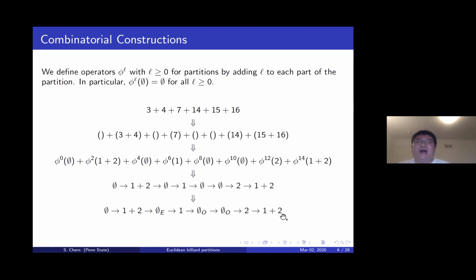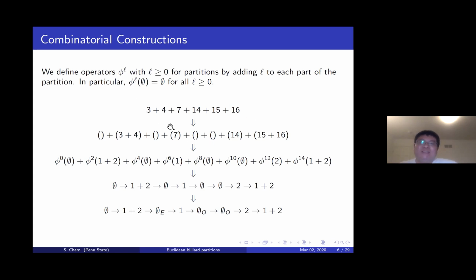So to start our constructions, we first need to introduce a family of operators, phi raised to a power of L. Suppose we have a partition lambda, then phi to a power of L of lambda is we just add L to each part of the partition. And in particular, the empty partition acted by phi to a power of L is still the empty partition itself.